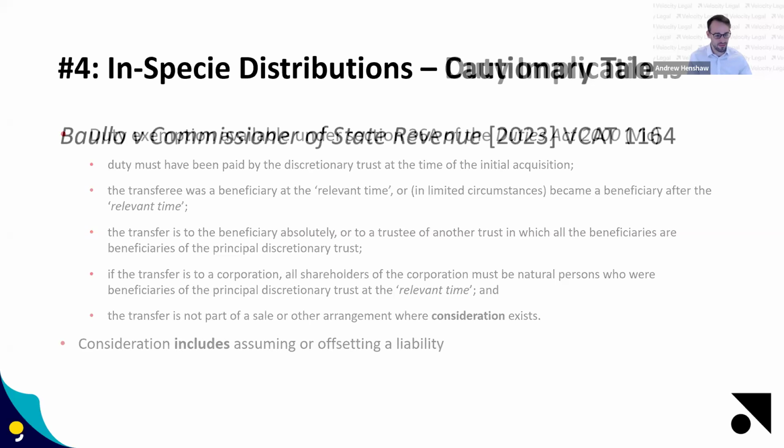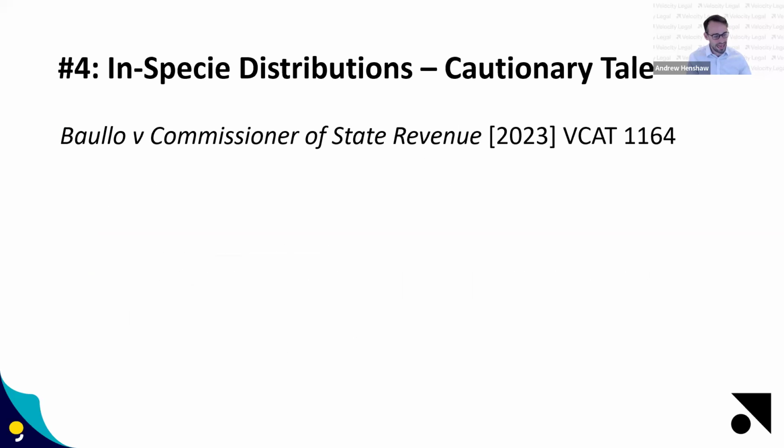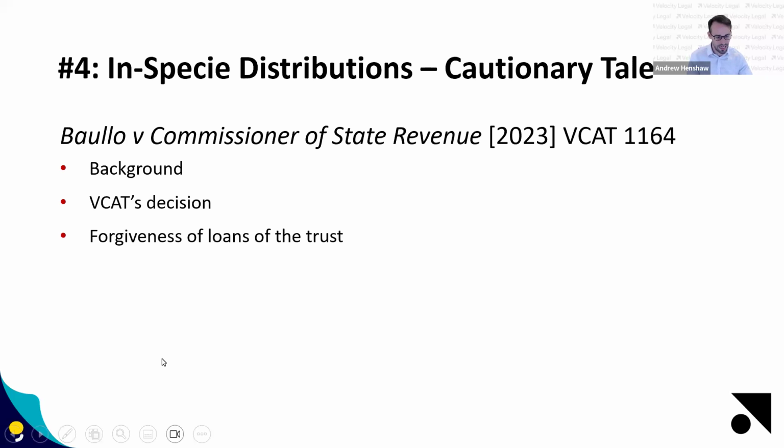If anyone's interested in this further, there's a VCAT case on this exact point. It's called Barlow. What happened is in the accounting records, they had the beneficiary loan accounts and they offset them at the time of doing the capital distribution. And even though the loan accounts were only $100,000 and the property was worth $1 million, you don't get any exemption at all. So it's not like a partial exemption. You lose everything. But one to watch out for.